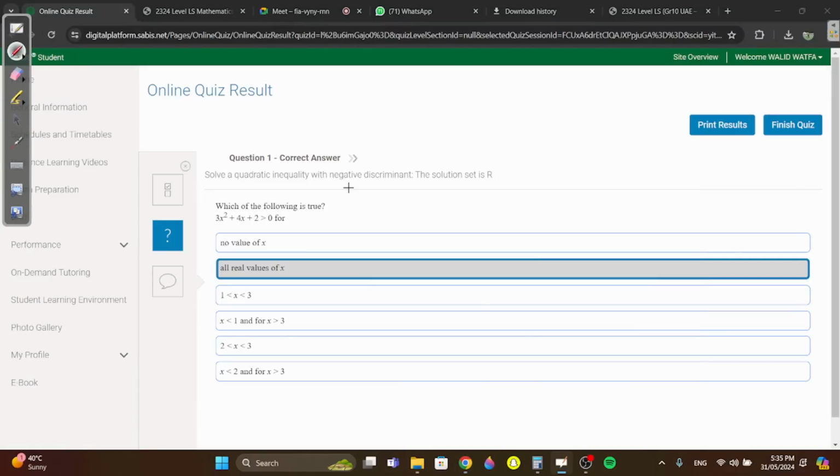Okay, 3.4 is all about inequalities. In the quiz, there's no system of inequalities, neither is there in the course revision.